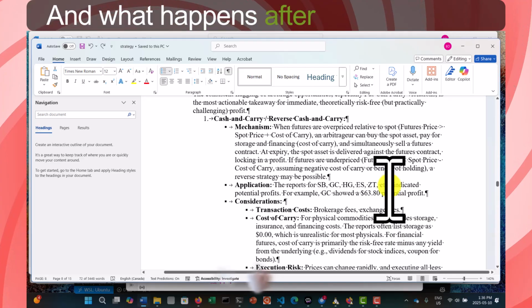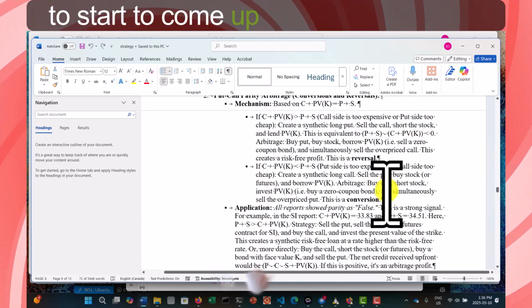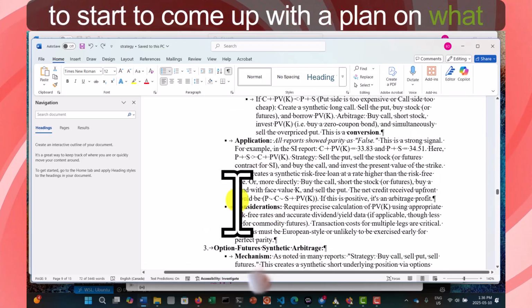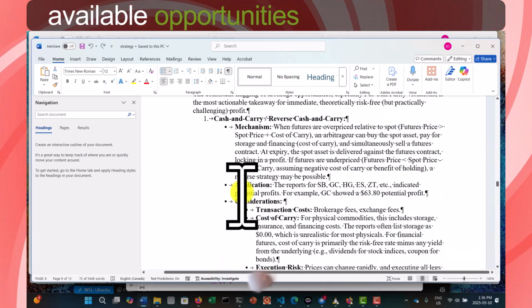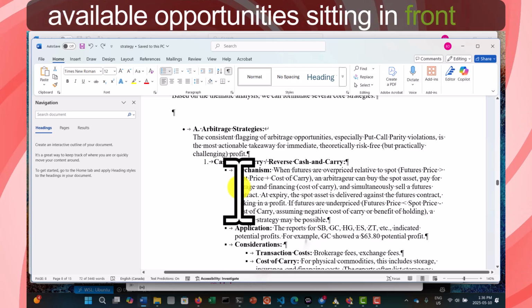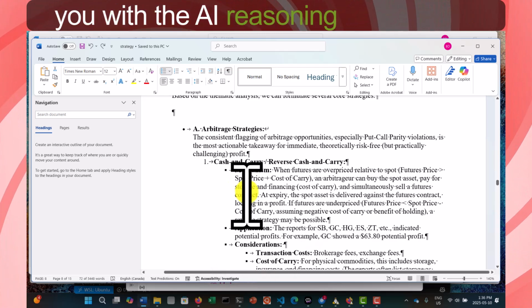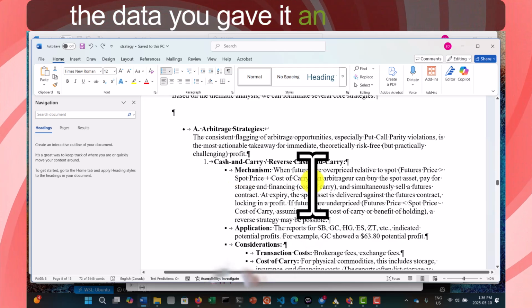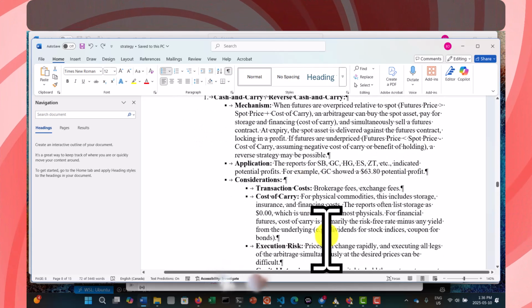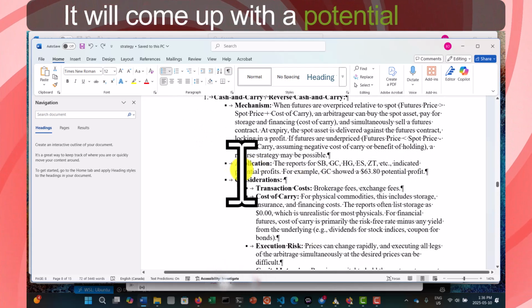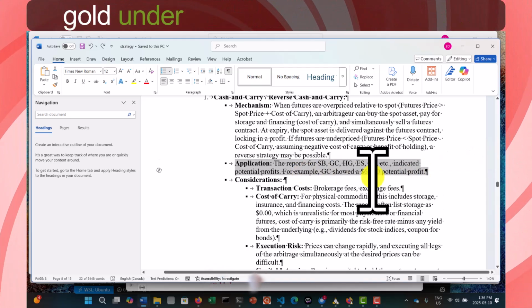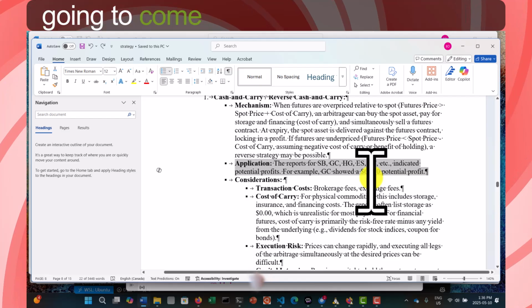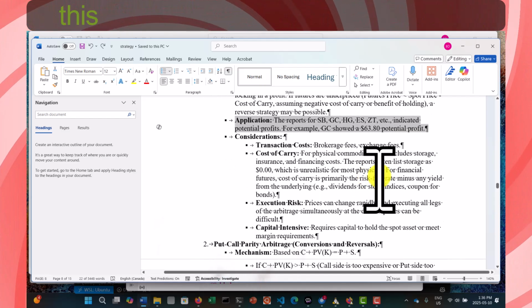And what happens after that? It's going to start to come up with a plan on what you should do with the available opportunities sitting in front of you, with the AI reasoning based upon the data you gave it and all the info I gave it. It will come up with a potential profit. Can you imagine? So if you're trading gold under certain conditions, we might come up with $63. Again, this is all fake data.